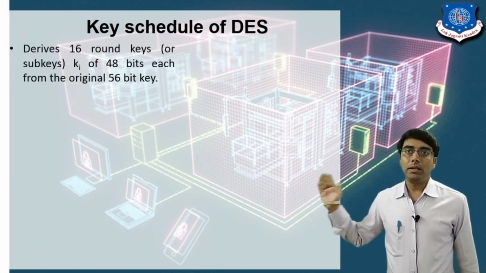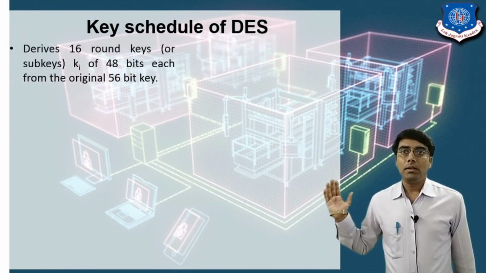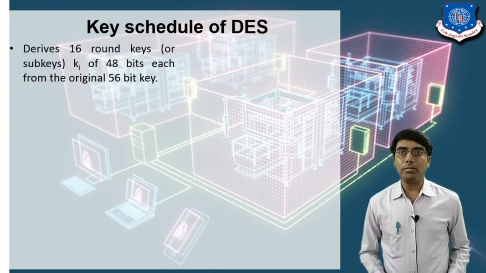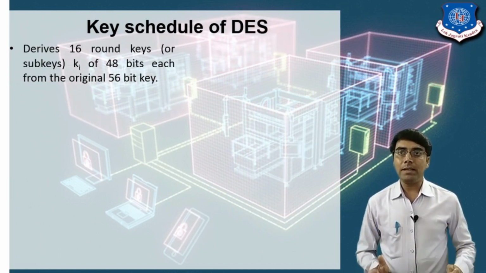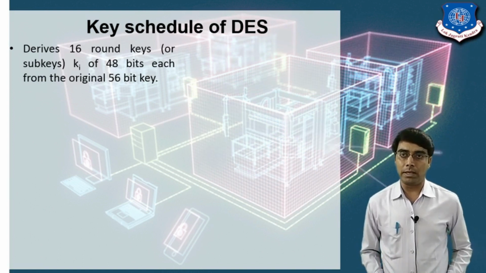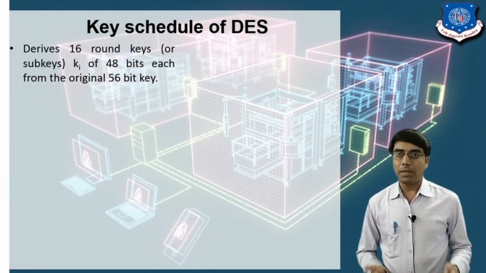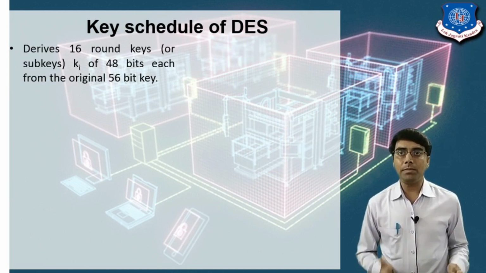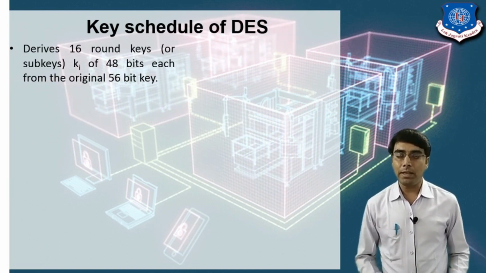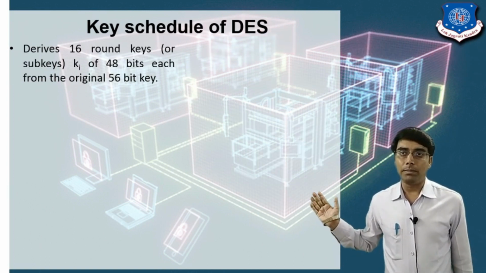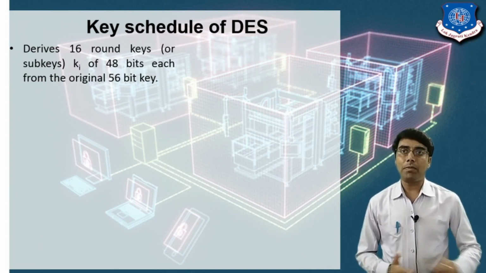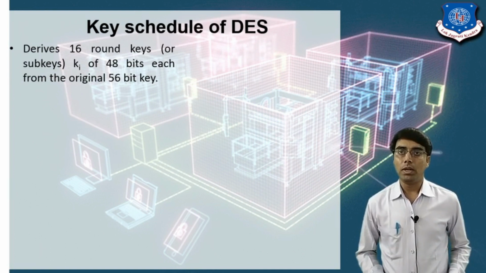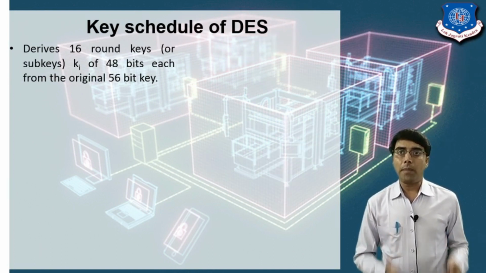So let's see. There are 16 round keys Ki of 48 bits each from the original 56-bit key. I already discussed in the previous session that the original size of the key is a 56-bit key. Now we discard 8 bits from the 56-bit key, and you will get the 48-bit key. Here we are performing the permuted choice 2. It is also called the compression function.